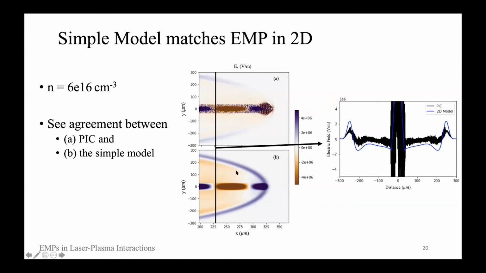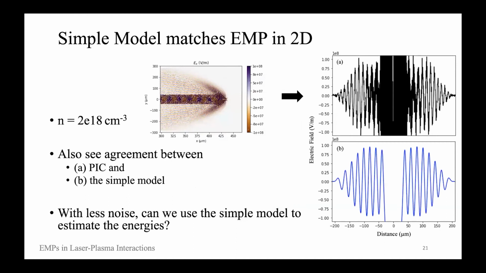So when we take the lineouts of these two plots, and we look at that on the right here, the PIC is the black and the 2D model, the simple model on the bottom, is going to be the blue line. And we see that we get agreement with the location of the troughs and the peaks, and there's only a slight offset in the amplitudes. So that is really promising. And the question becomes, what does this look like at higher densities? Do we also get similar agreement? Can we use this to do energy calculations? And we can see that the answer is, again, yes.